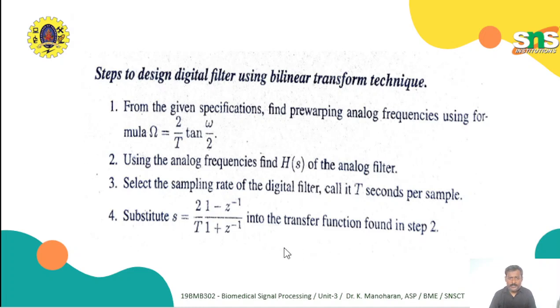And the last step, substitute s equal to 2 by T into 1 minus z inverse divided by 1 plus z inverse in the transfer function obtained in step 2, that is H of s. So in H of s, all the s should be replaced by 2 by T into 1 minus z inverse divided by 1 plus z inverse. This is a very simple method of designing an IIR filter.